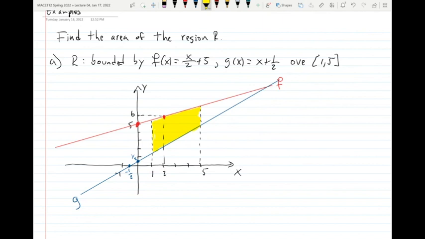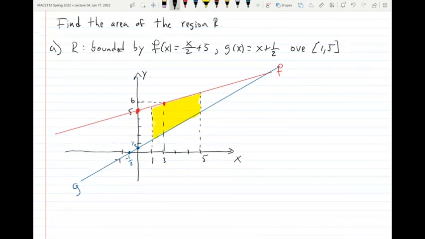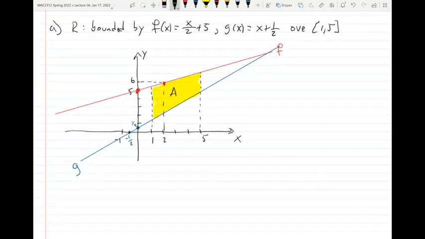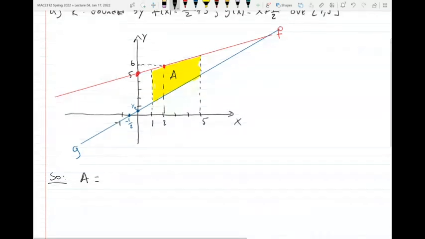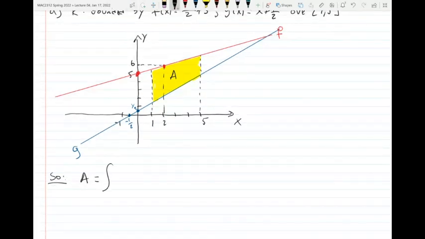All right. So we need to find the area. Now here from the picture, it's pretty clear which one is the top and which one is the bottom. So we can easily do it now. So this is A. Let's set up the integral. Who can tell me how I write the integral? What are the limits of integration? From where to where? So from 1 to 5.